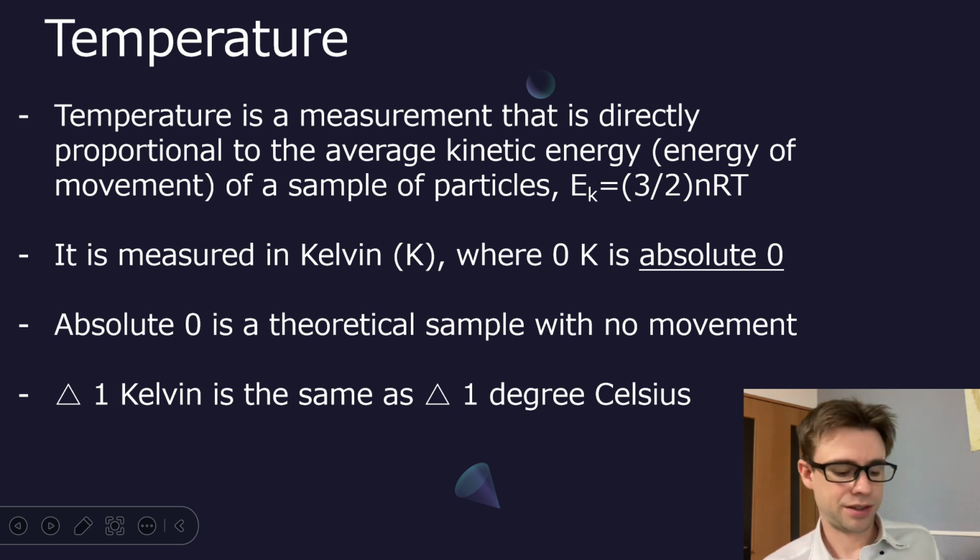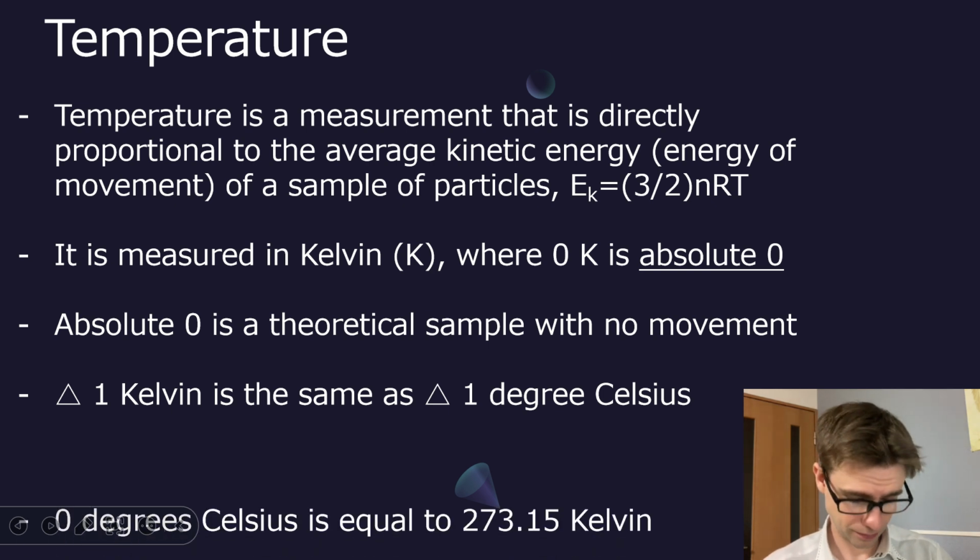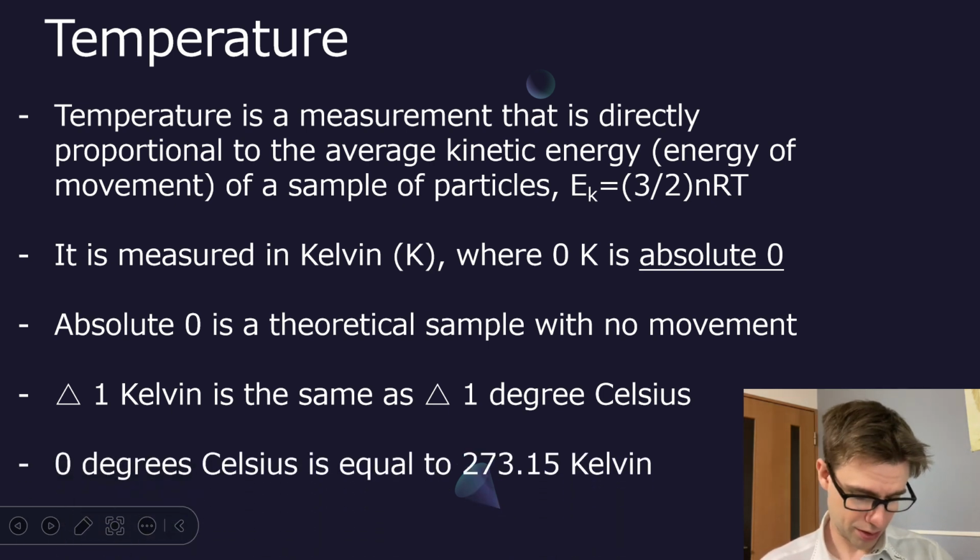Anyway, it turns out that delta 1 Kelvin, or a change of 1 Kelvin, an increase or a decrease, is the same as a change of 1 Celsius. So the amount is actually identical. It's just that where the scale starts and finishes is different between Kelvin and Celsius. 0 degrees Celsius is equal to 273.15 Kelvin, and therefore minus 273.15 Celsius is equal to 0 Kelvin. They have a difference in scale by 273.15.